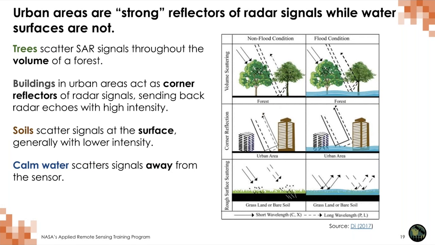Urban areas are strong reflectors of radar signals, while water surfaces are not. So I've tried to illustrate this, and we've just talked about how trees can scatter signals throughout the volume of their forest. Buildings in urban areas act as corner reflectors of radar signals, which send back radar echoes with some of the highest intensity. Soils scatter signals at the surface, generally with lower intensity, and calm water will scatter signals generally away from the sensor.